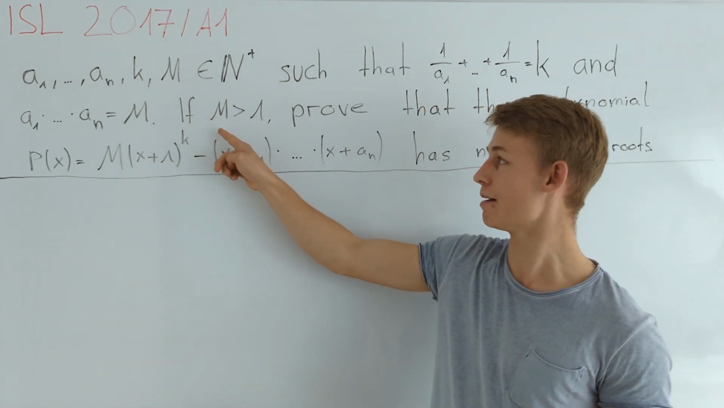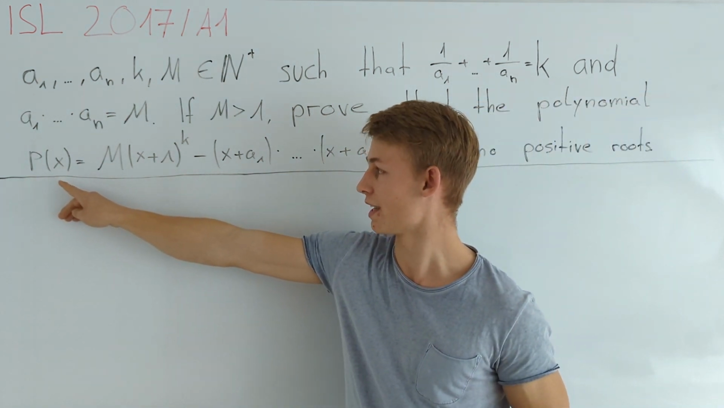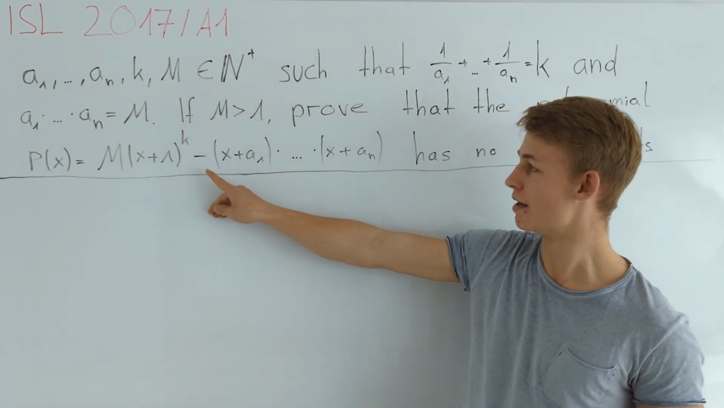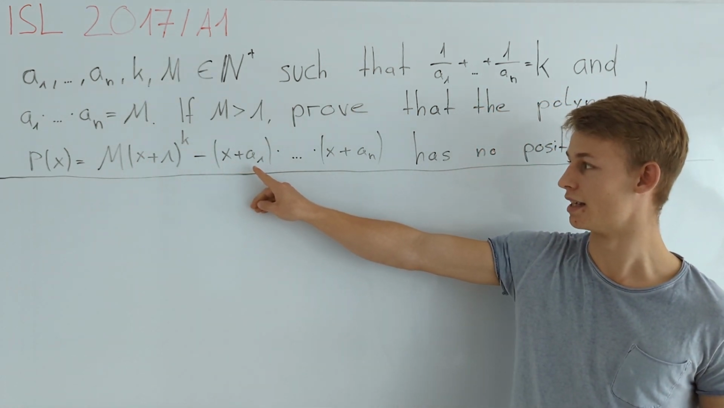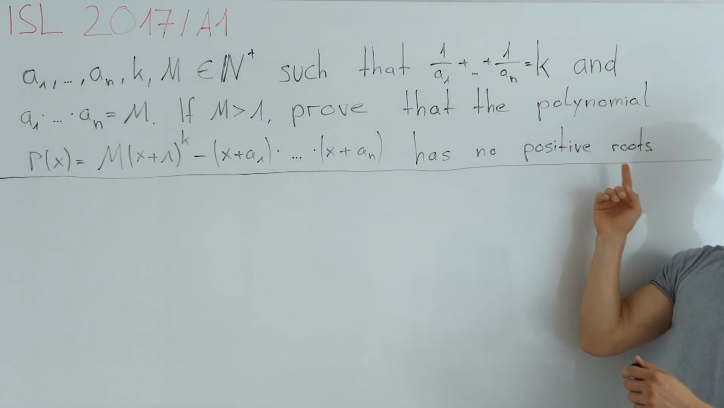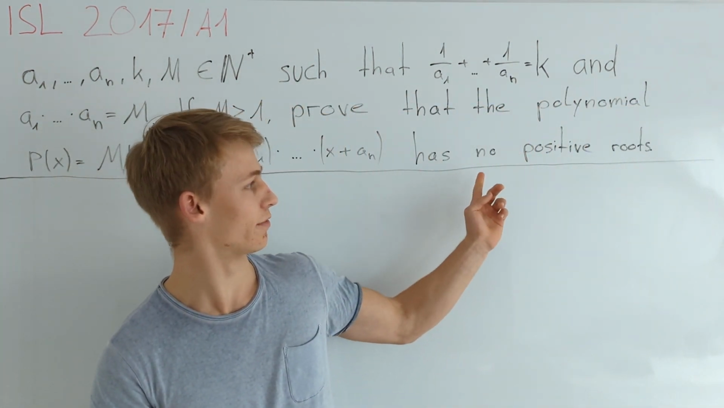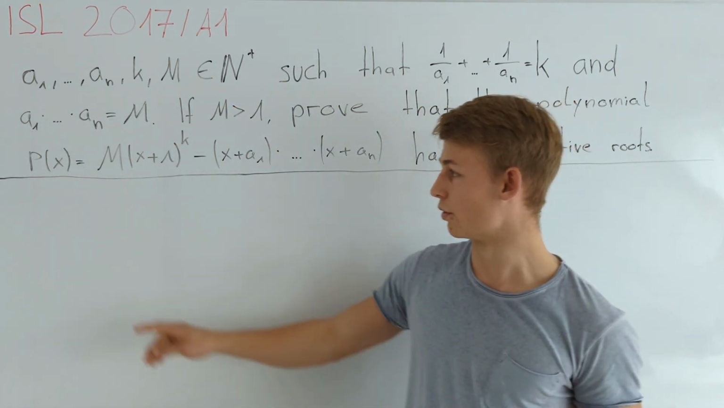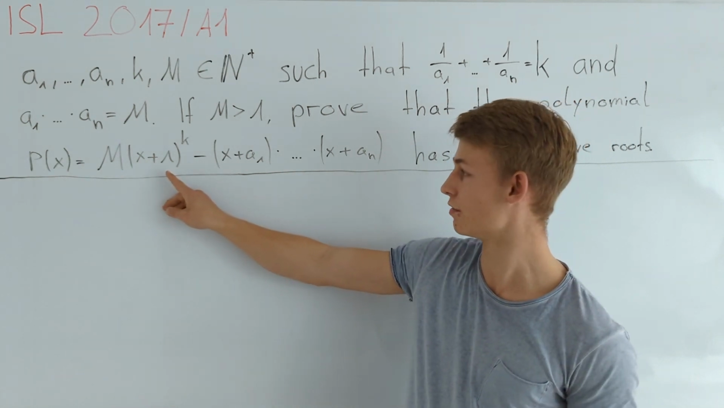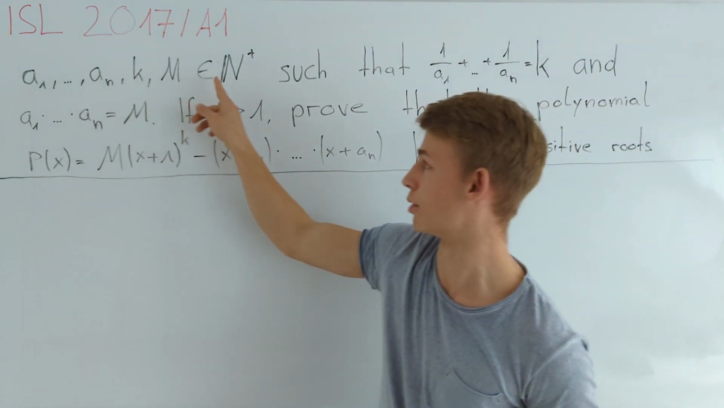If big M is greater than 1, we should prove that the polynomial p of x, which is defined as m times (x plus 1) to the power of k minus (x plus a1) times and so on up to (x plus an), has no positive roots. The first thing I want to note is that since we only have to say something about positive roots, we know that x is positive, and so x plus 1 is also positive and x plus ai is also positive, since all the ai's are positive integers.